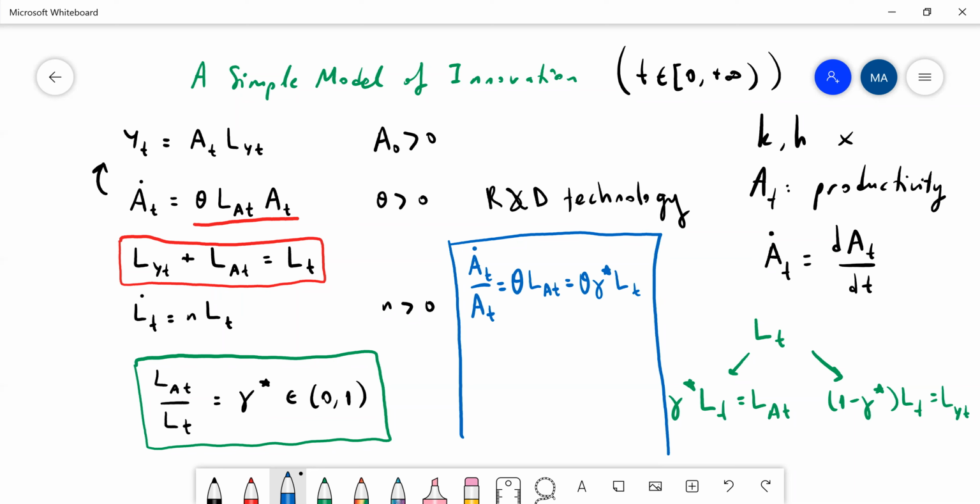So what do I see here? I see that the total amount of workforce employed in R&D actually determines how fast we grow, right? How fast we grow. So that's the simplest model of innovation that you can imagine.